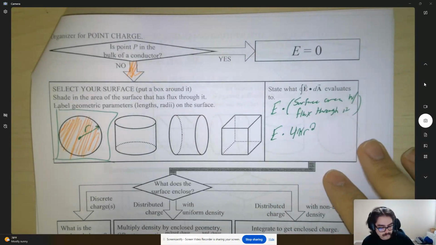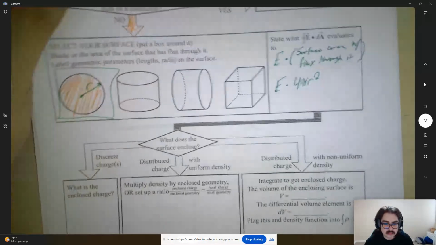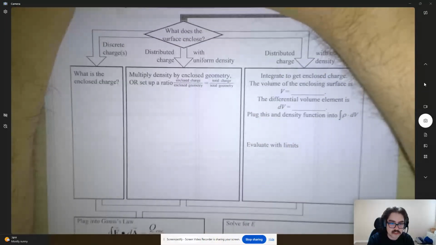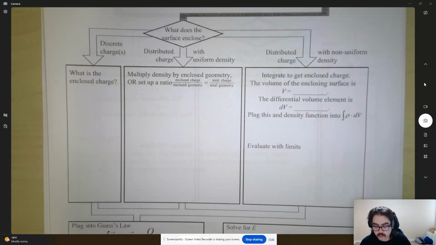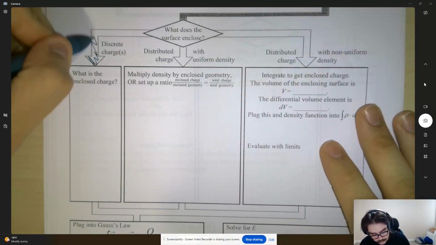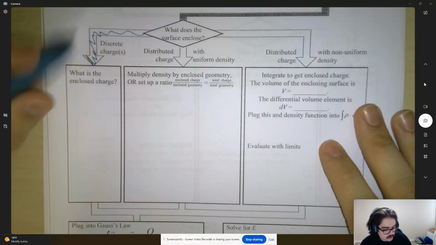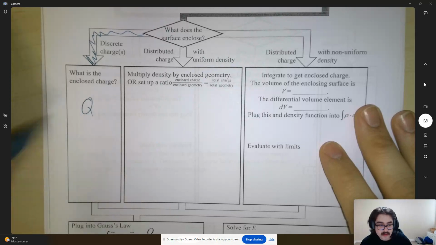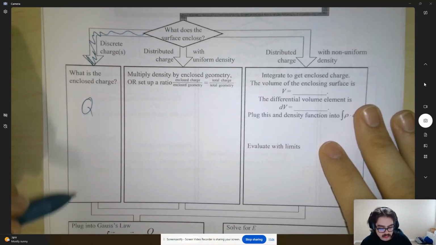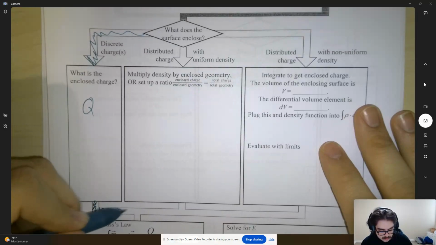The surface is enclosing a discrete charge. Discrete charge is where it's like a point charge or multiple point charges. The enclosed charge is just equal to Q, as we're given in the problem. That's all we have to do. If we had multiple charges enclosed, then we would obviously have to change that. We might have to add stuff up, but that's not that big of a deal.